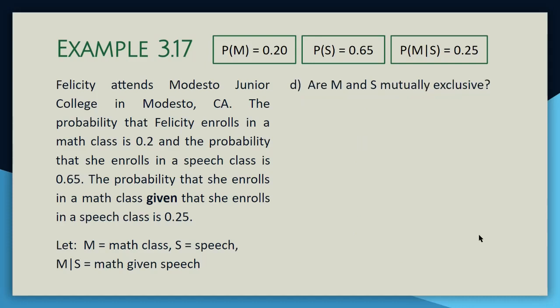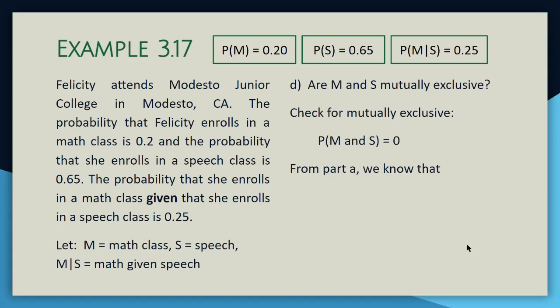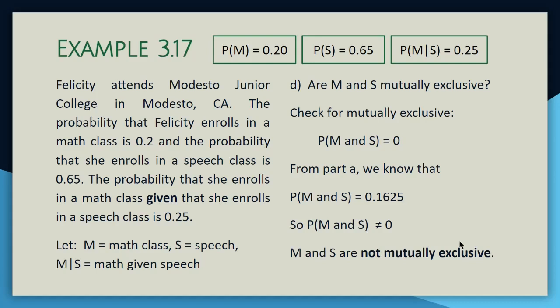For mutually exclusive, we're looking for overlap. So to check for this, we look at that "and" probability. P(M and S) should be equal to 0 if there's no overlap, if M and S have nothing in common. From part A, we know P(M and S) is 0.1625, which is not 0. So M and S are not mutually exclusive.